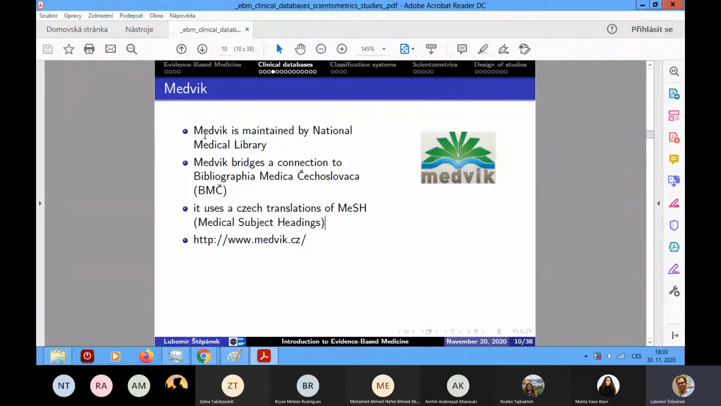If you're using Medvik, it bridges a connection to Bibliotheca Medica Czechoslovaca. It's like a secondary information source for documents written in Czech and Slovak. So I would say it's rather interesting than important, maybe. So if we go to the Medvik page, I'm just going to go there.